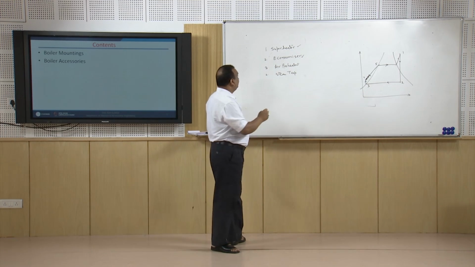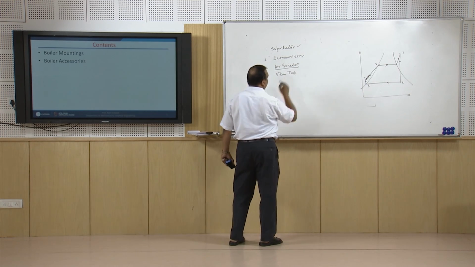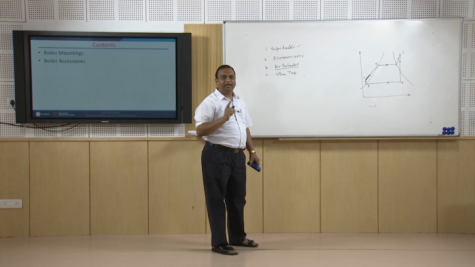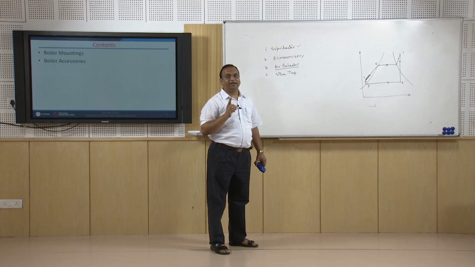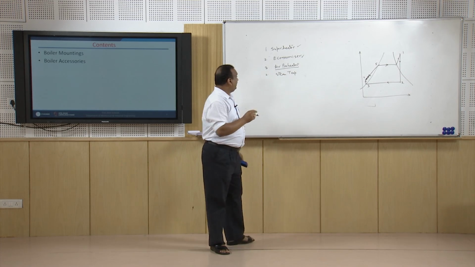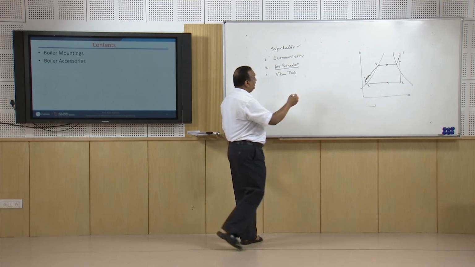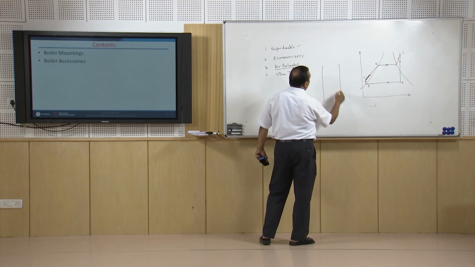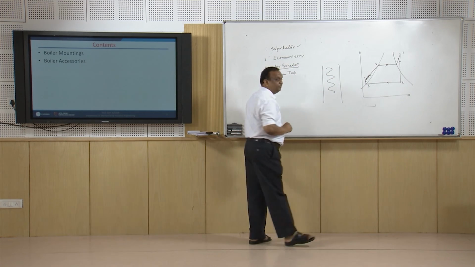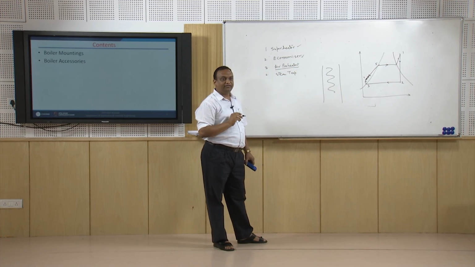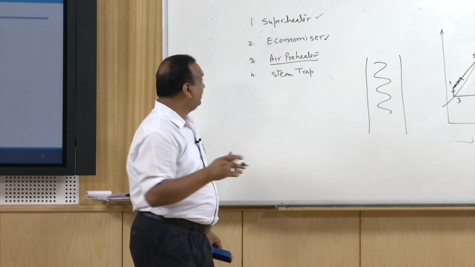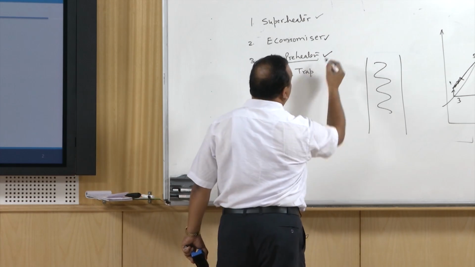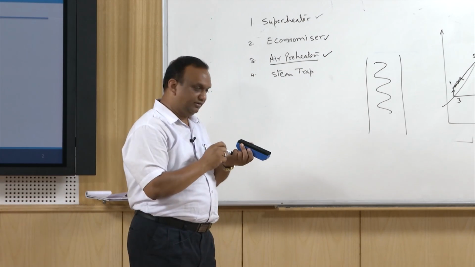Now, another one is the air preheater. The air which is going to the grate, the surrounding air which is going to the grate for burning the fuel, is first circulated before the flue gases. So, it takes heat from the flue gases, and when it takes heat from the flue gases, the temperature of this air rises. That is why it is known as the air preheater. So, the air preheater is also a heat exchanger.